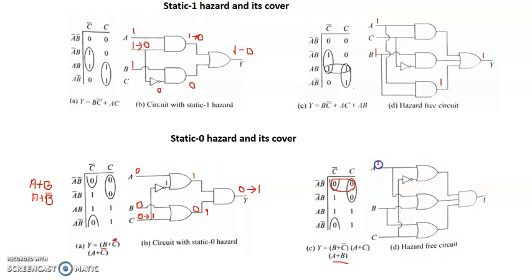So now A is 0, B is 0. When C was changing from 0 to 1, we were getting a hazard. Whatever the value of C, now we will not bother about it. When A is 0 and B is 0, the output across this is 0. If any one of the inputs across the AND gate is 0, the output expected here is 0. With this, we could cover the hazard caused by the circuit.